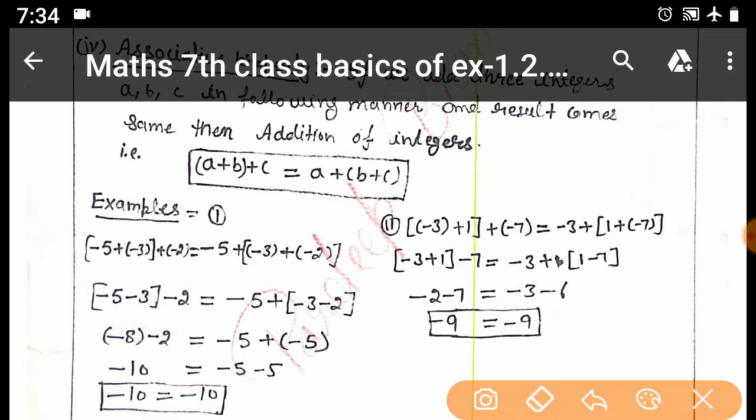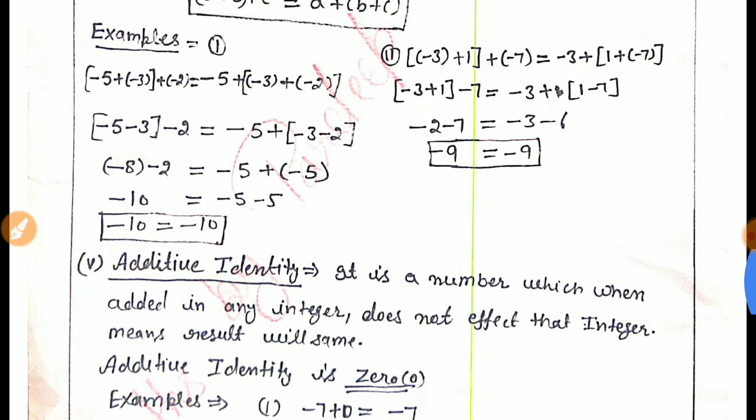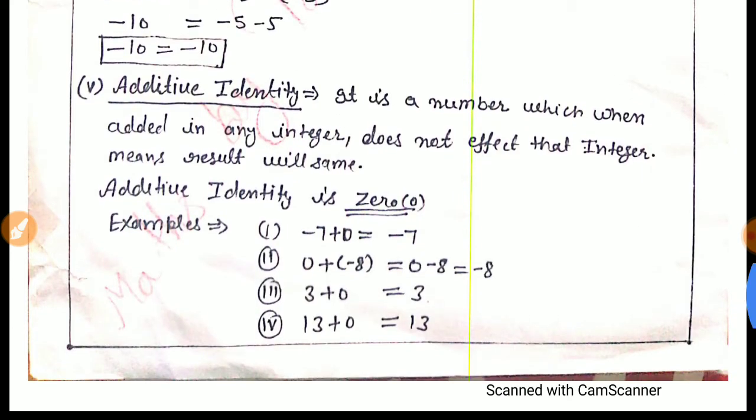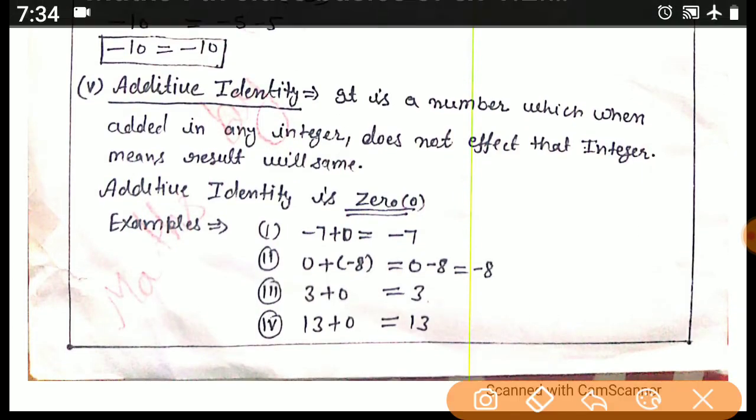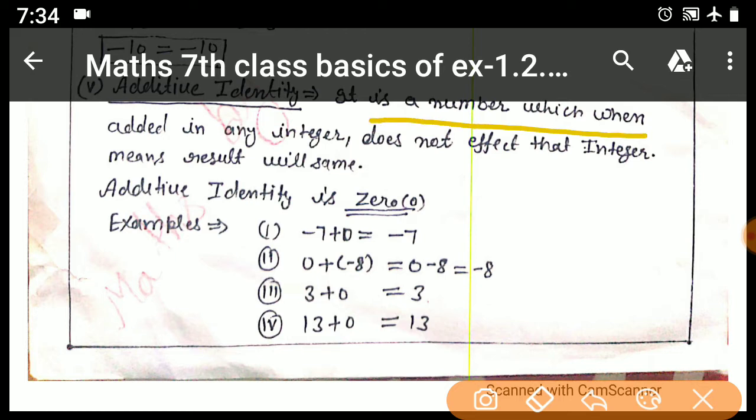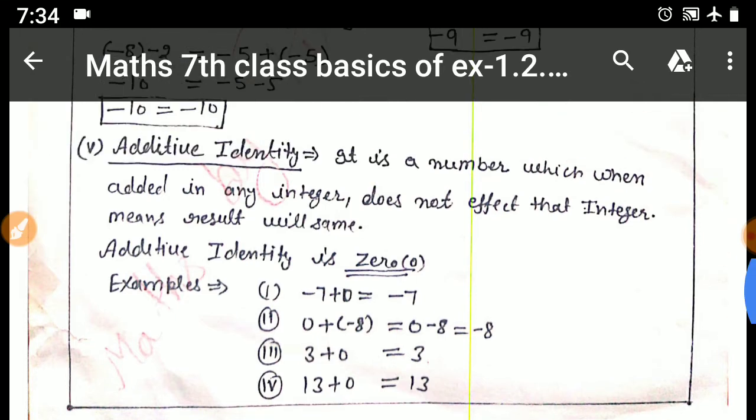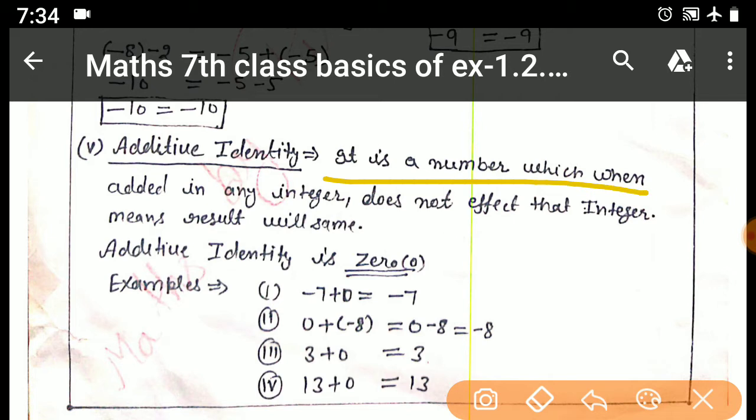Okay, for the associative property you have to memorize this formula. Okay, next one, additive identity. Additive identity is a number which, when added to any integer, does not affect that integer, meaning the result will be the same.